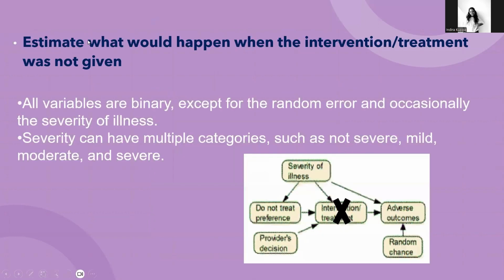Now coming to the main part of the question, estimate what would happen when the intervention or treatment was not given. Some things are to be noted. All variables are binary except for random chance because it can be any value. Occasionally the severity of illness cannot be binary because severity can be described in multiple categories such as not severe, mild, moderate, and severe, as I have given here. These are the things that we have to note before proceeding further.